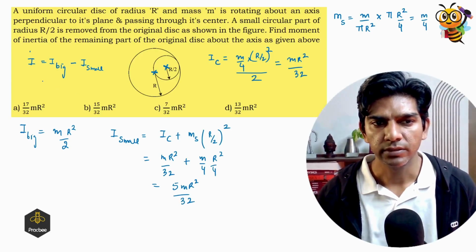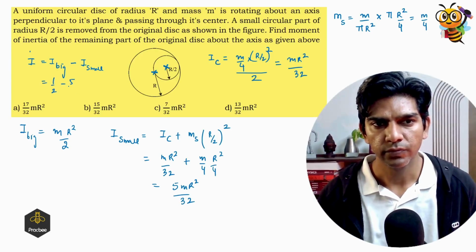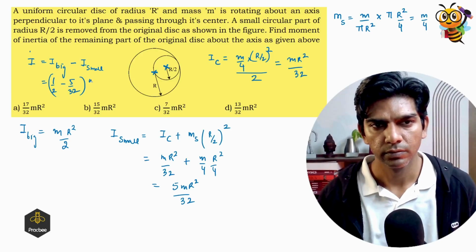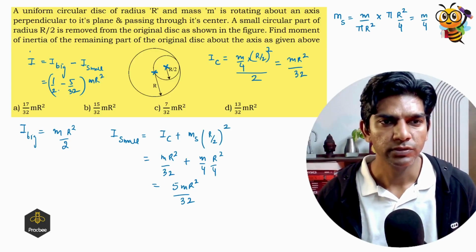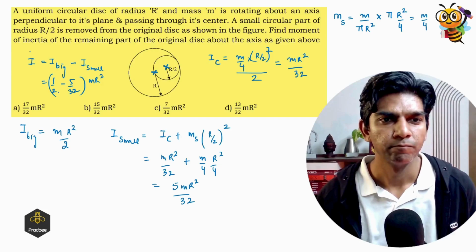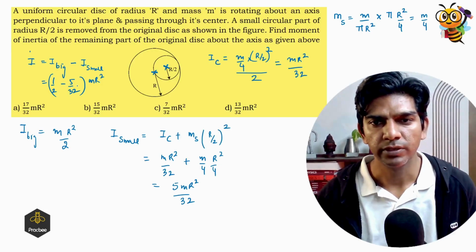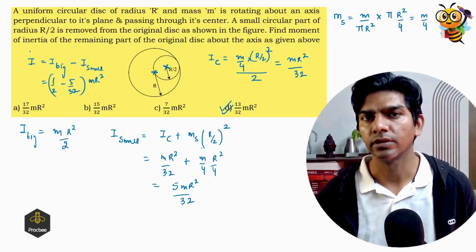So we just have to take the difference. So 1 by 2 minus 5 by 32, times m r square. That comes out to be, with denominator 32, 16 minus 5, so 13 by 32. So option D is the right answer.